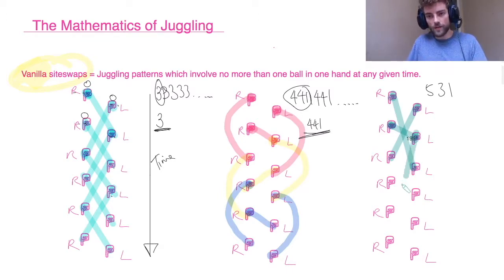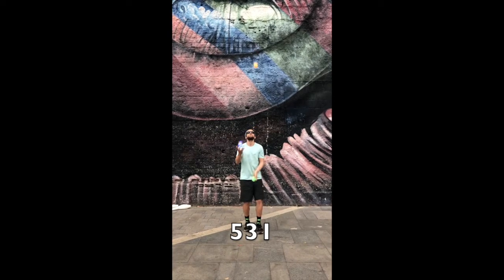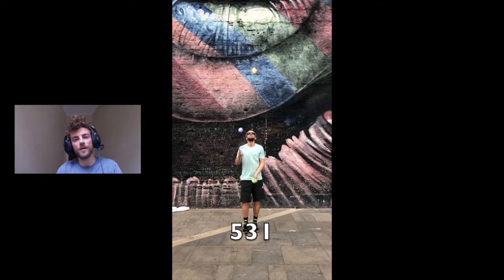I'm going to throw another 5 throw because I'm at the beginning of the sequence again. I'm going to throw a 3 throw and a 1 throw, and I could continue this once again ad infinitum, and therefore 5, 3, 1 is a vanilla site swap pattern. 5 is the high throw, the 3 is the middle throw, and the 1 is the pass.